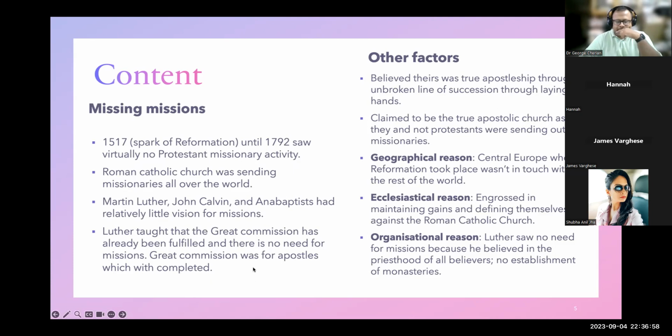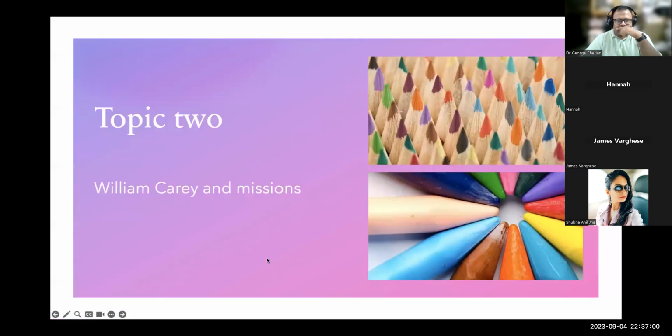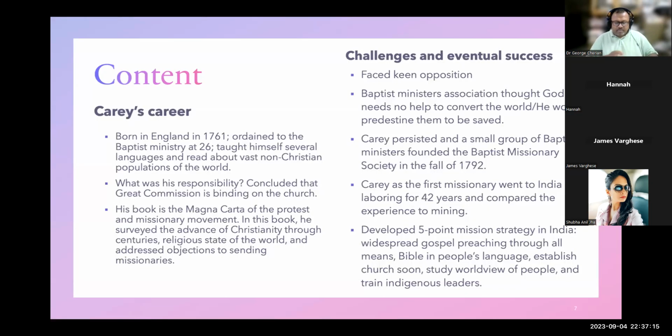Sure. Okay. So that was topic 1, where we saw why the Protestant movement was lagging, or lacking rather, missions. And now we see William Carey and his missions. So we will see the life and career of Carey, and the challenges he faced. Let's look at that first, his career and the challenges.